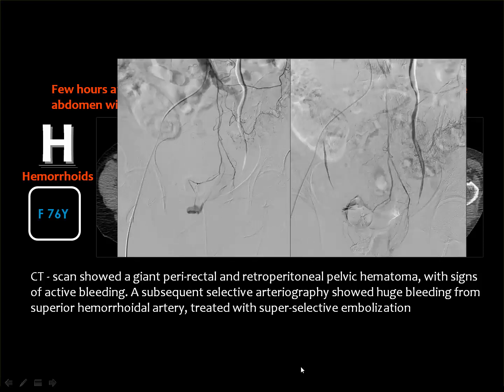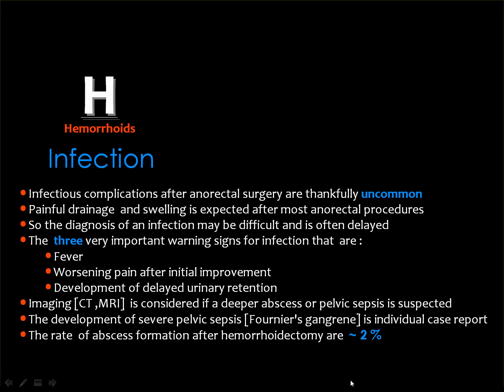And these lesions may be treated by intervention, where you go by a catheter, then you inject the superior hemorrhoidal artery, and you see the bleeder, and you go by microcatheters to embolize or occlude this bleeder. Infection is also a complication of anorectal surgery, but it is uncommon according to the literature.